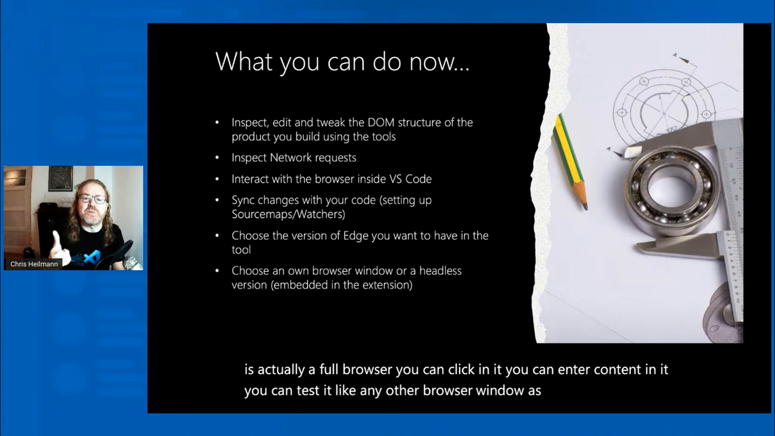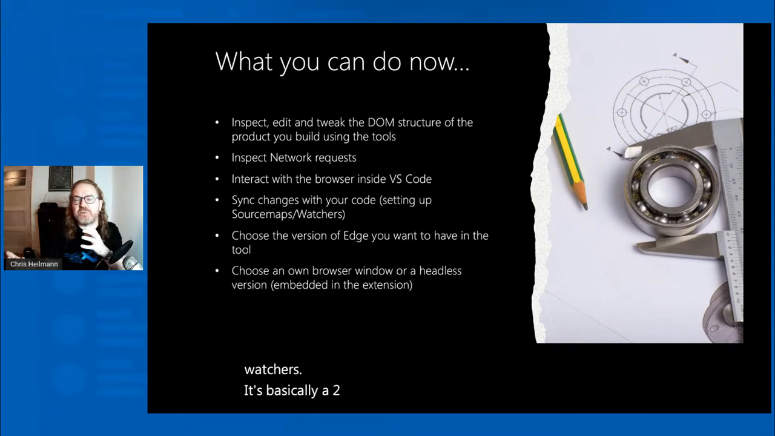And you can sync changes with your code. So if you set up source maps and watchers, it's basically a two-way direction. Changing it in the styling tools, changing it in the code will reflect in both of them.